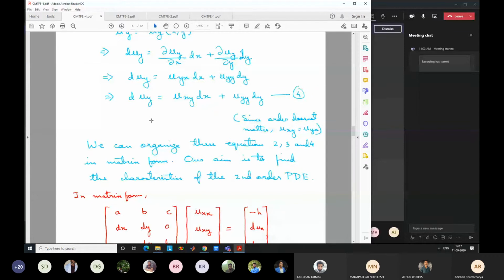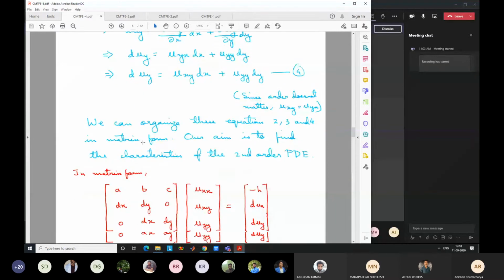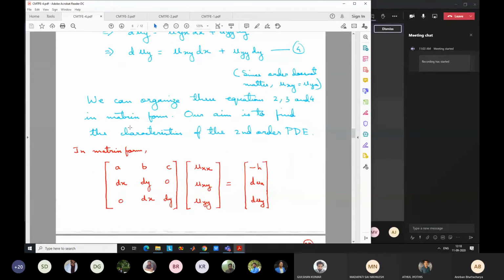We can organize these three equations. This is a set of equations, right? These three equations are a set of equations. We can organize them in a matrix form, with the idea that we want to get some information about the characteristics of the generalized second order PDE that we are discussing. Our aim is to find some information about the characteristics of the second order PDE. How will we find this information?